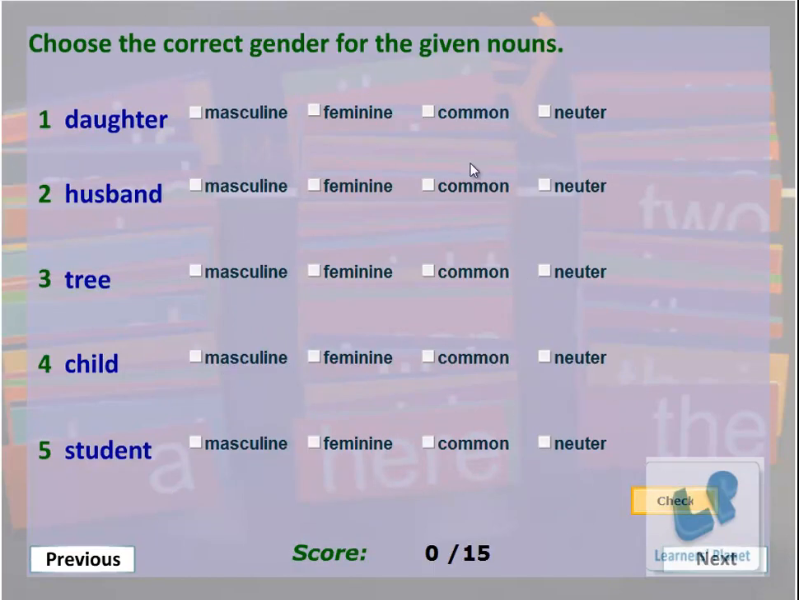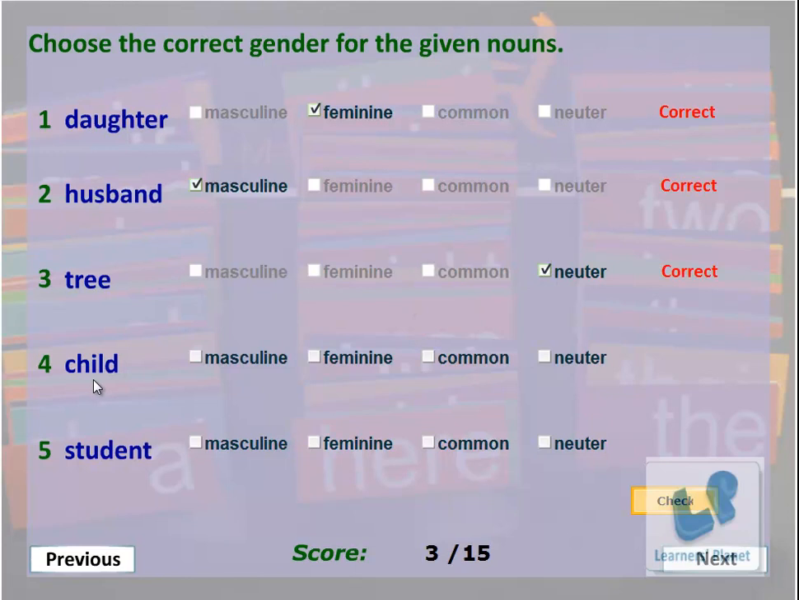Now, let's solve these questions to check our understanding on this subject. First, daughter. Now, daughter refers to a girl child. That's why it will be feminine. Husband refers to a male, so this will be masculine. Now, tree. It can neither be categorized as a female nor as a male, so this will go into the category of neuter.